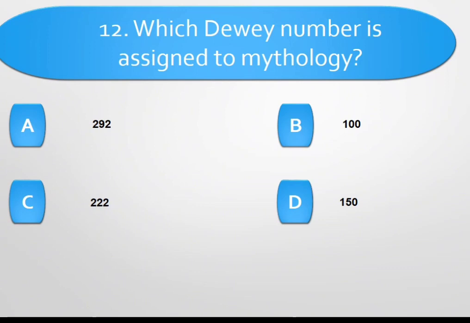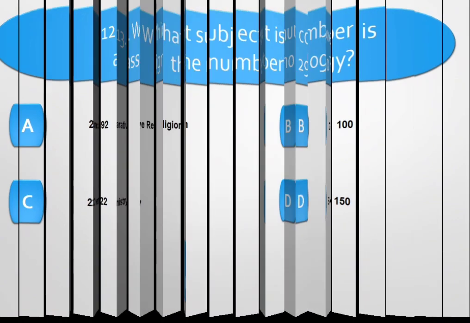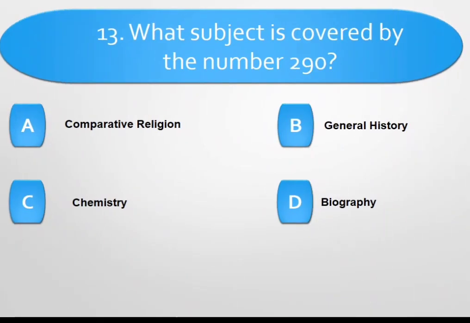Which DDC number is assigned to mythology? Four options. The right answer is A, 292 is the correct answer. What subject is covered by the number 290? Four options. The right answer is comparative religion. A is the correct answer.